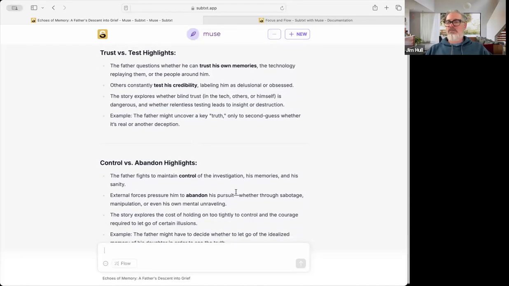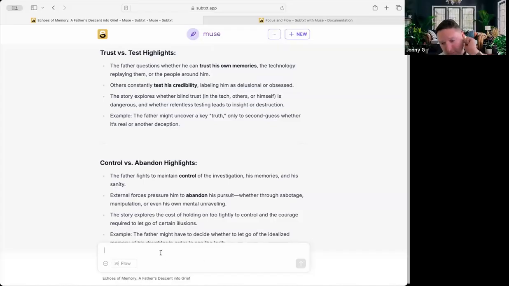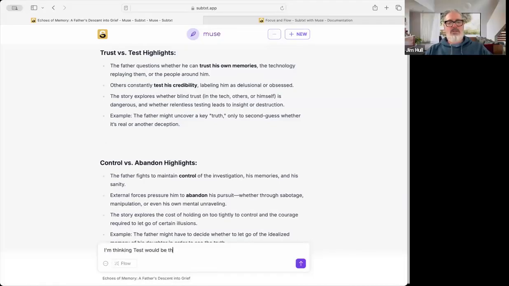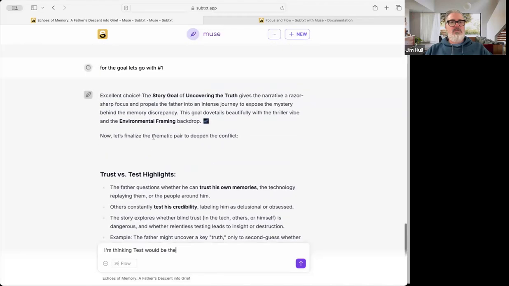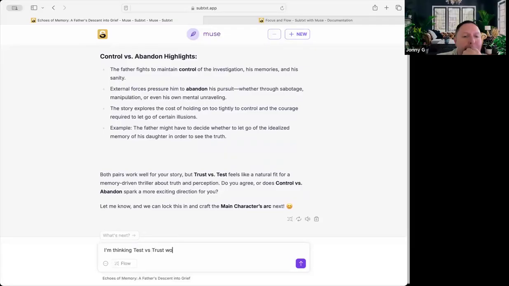For right now, just pick one of these pairs as the core argument between the father, and I don't even know if we've identified the obstacle character, but the core argument of your story. What is his problem that he has to get over if you were to pick one? Yeah, like test. Test? Okay. Trust, test. This would be, let's say, pivotal. Thematic. I'm thinking test versus trust. Yeah.